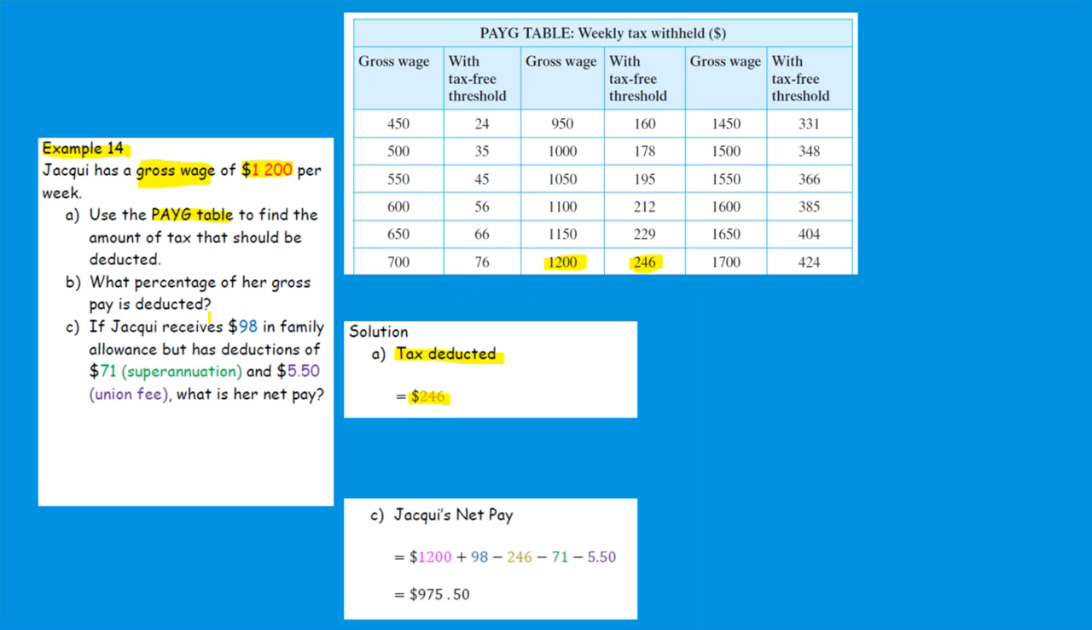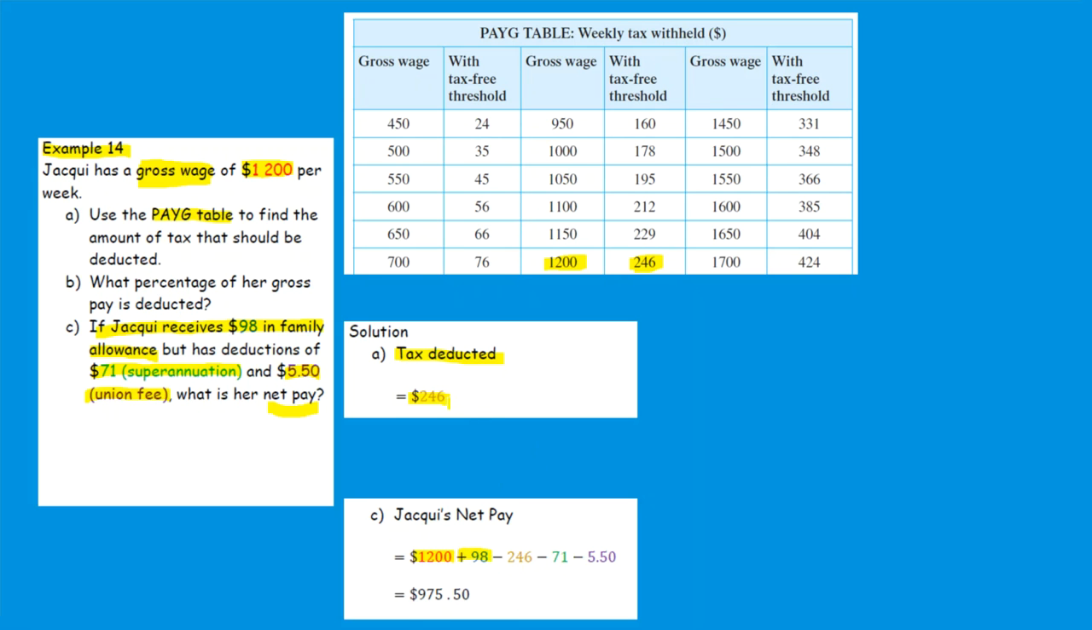And then I'm going to do part C next. If Jackie receives $98 in family allowance, but has deductions of $71 for superannuation and $550 for union fees, what is her net pay? So the net pay is after tax, after family allowance, after superannuation and union fees. So we start with 1,200. That's how much she gets paid. That's her gross wage. We add on the family allowance, and then we subtract the deductions.